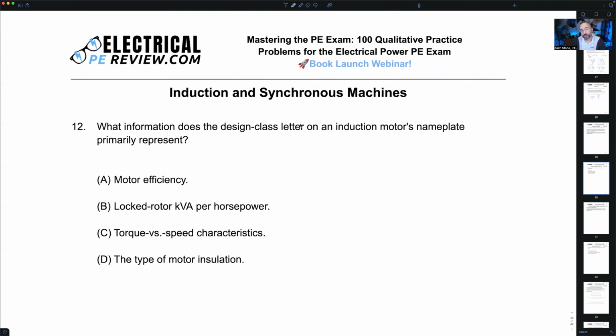This is very similar to, well, I believe we did this in week one of qualitative questions. But what information does the design class letter on an induction motor's nameplate primarily represent?